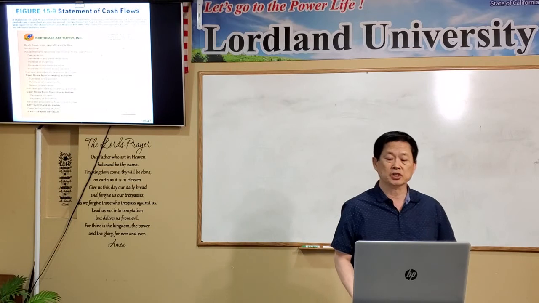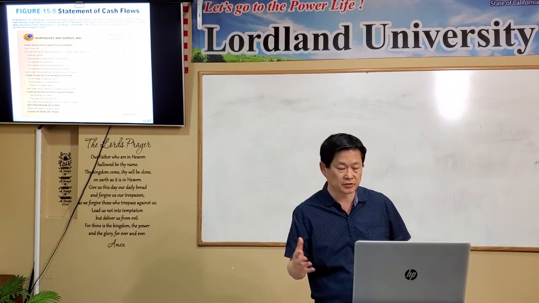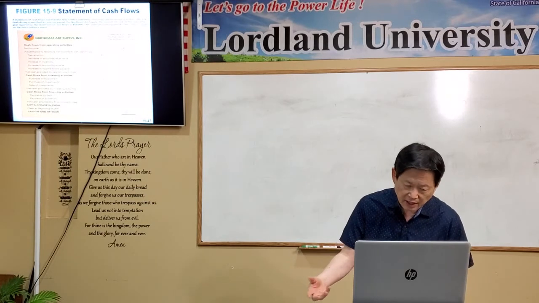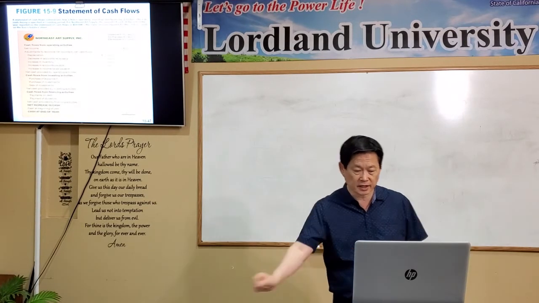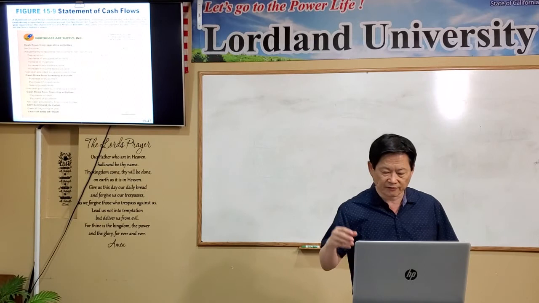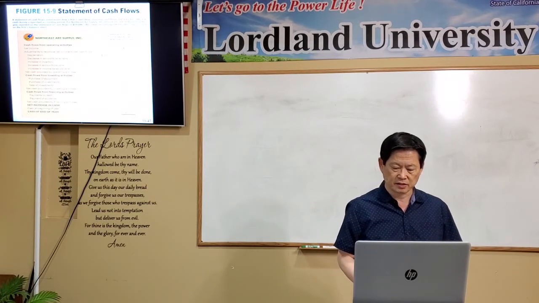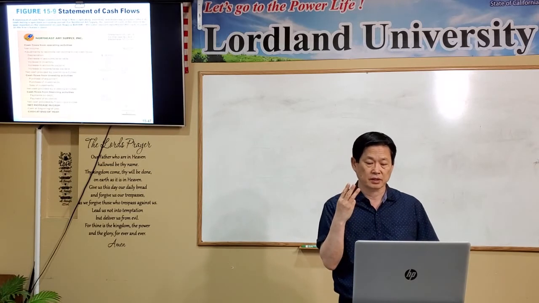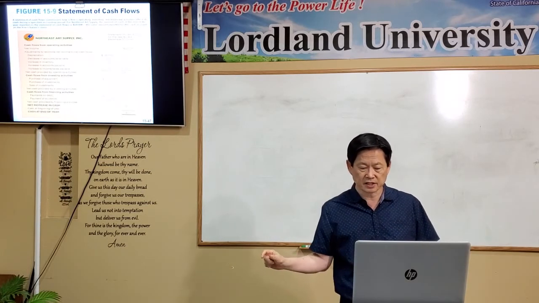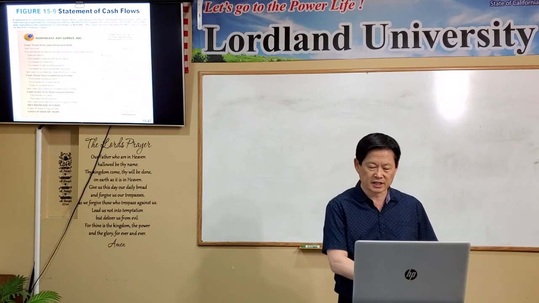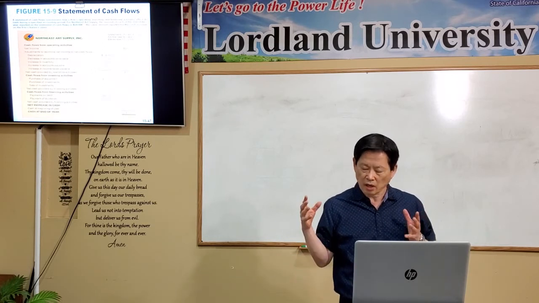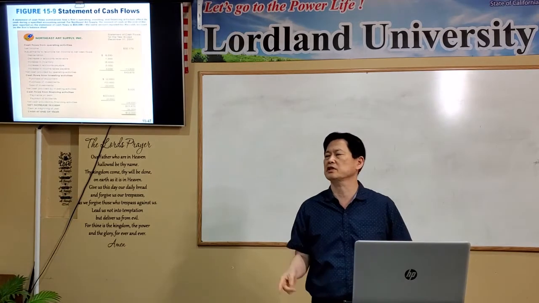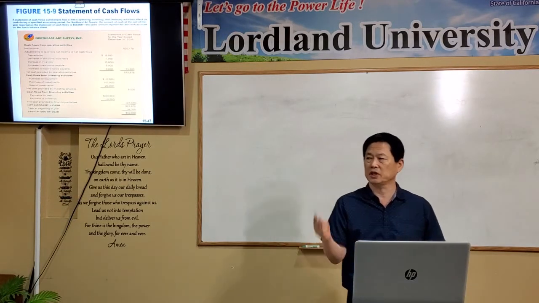This figure shows the statement of cash flow. Cash flow from operating activities, cash flow from investing activities, cash flow from financing activities. Okay, there are three types of activities: operating activities, investing activities, financing activities. Among these three types of activities, operating activity is the most important business activity.